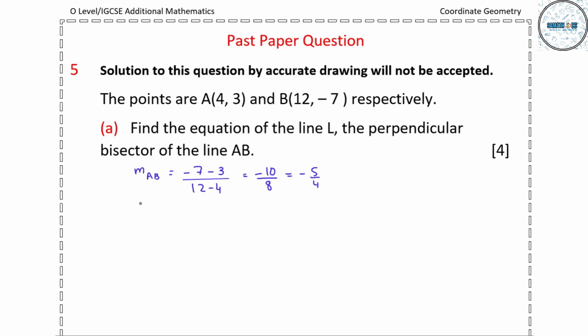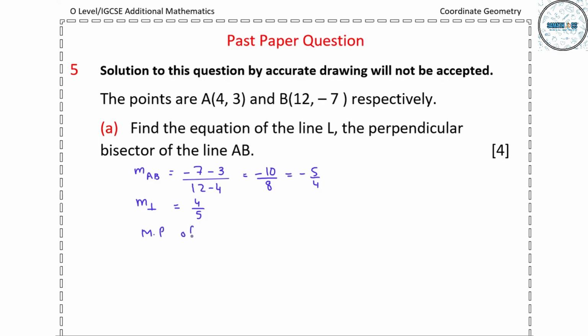The gradient of the perpendicular bisector is 4 upon 5. It's negative, so it is to be positive. It is 5 upon 4, so it is to be 4 upon 5. Now we have to take out the midpoint of AB.